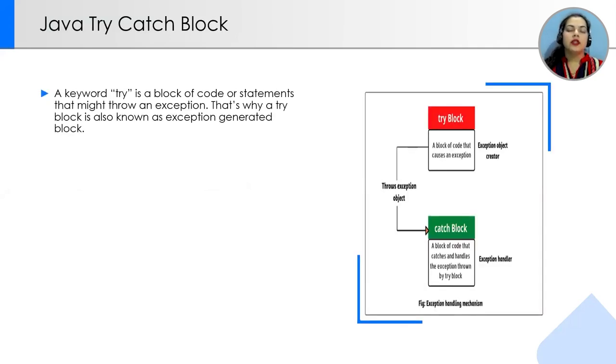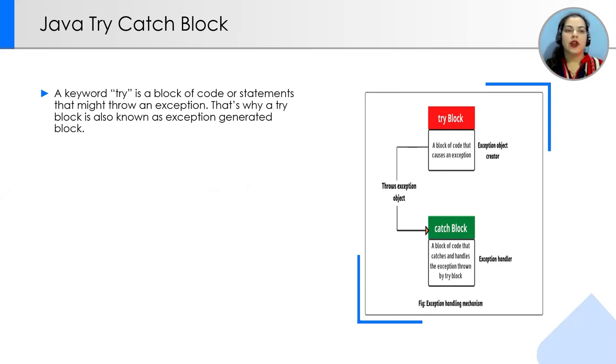Firstly, let's start with the Java try and catch block. Try and catch are two keywords, and they are dependent on each other. They work together when we are handling exceptions. Now, what is the purpose or meaning of the try and catch block? Basically, try is a keyword.